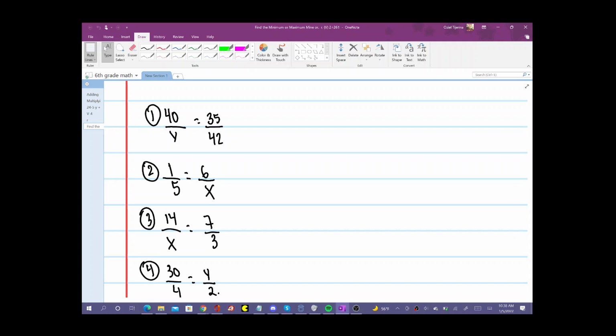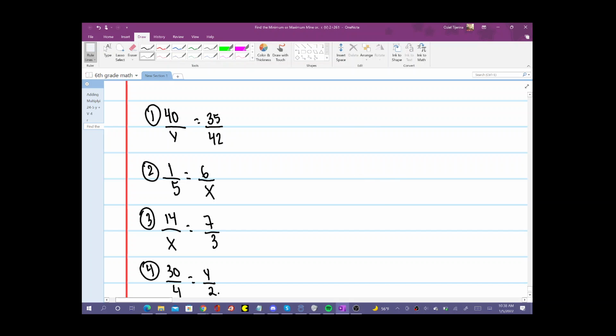So the first one that we have is 40 over y equals 35 over 42. What you're going to do is something called cross multiplication. If a over b equals c over d, then that means that AD, so a times d, equals b times c. So we're going to do that exact same process here.